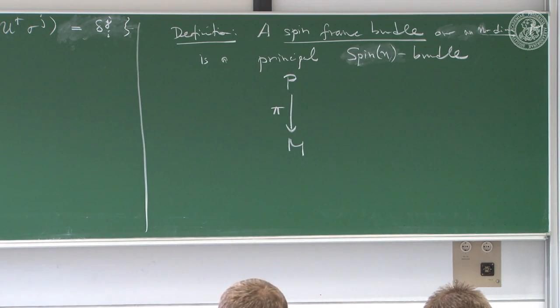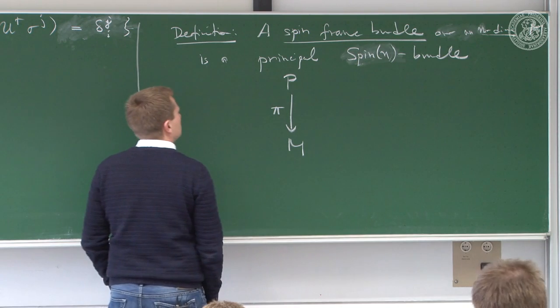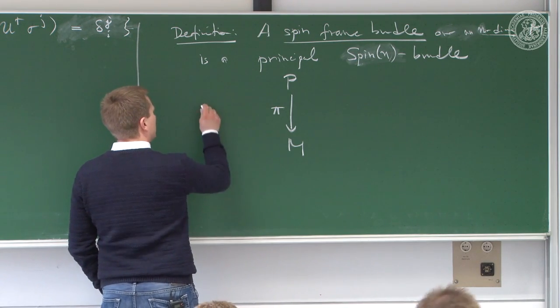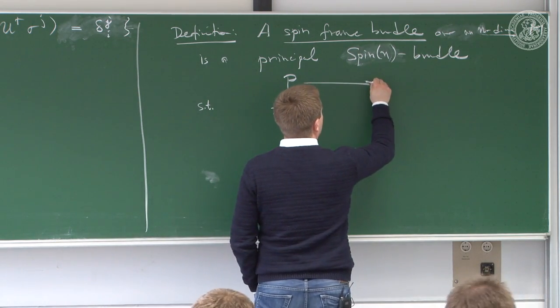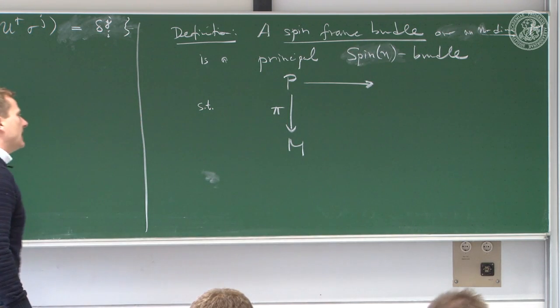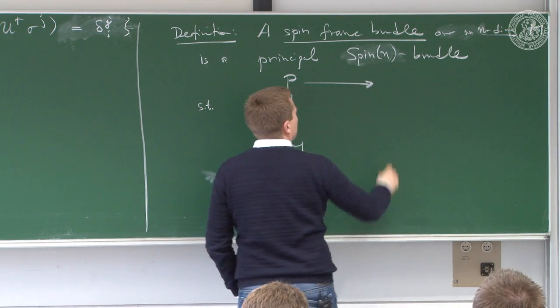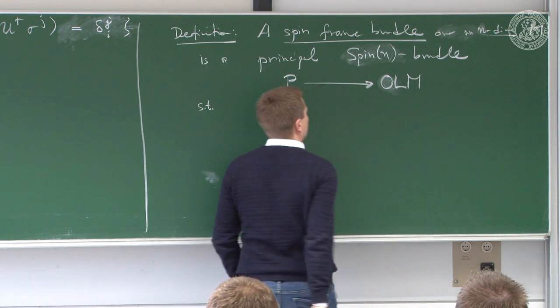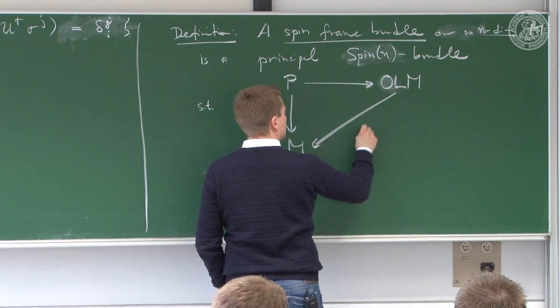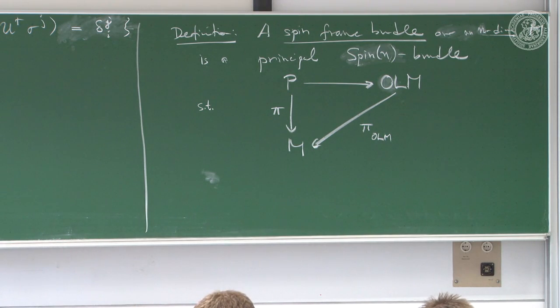And all I do is I take a particular group, namely the spin n group. It's a principal spin n bundle such that the whole diagram is such that from there I have a map to the orthogonal frame bundle OLM over M. So this is the pi of the orthogonal frame bundle. Well, you know what the frame bundle is, LM.